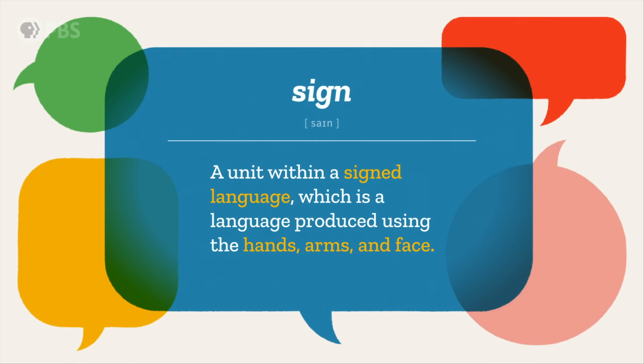Second, we use sign in a signed language. Here we mean a language which is produced using the hands, arms, and face, compared to a spoken language which is produced using the tongue, lips, and throat. So the signs that make up sign languages are a subset of the first kind of signs, as are spoken words, the kind of signs that convey a meaning beyond themselves.